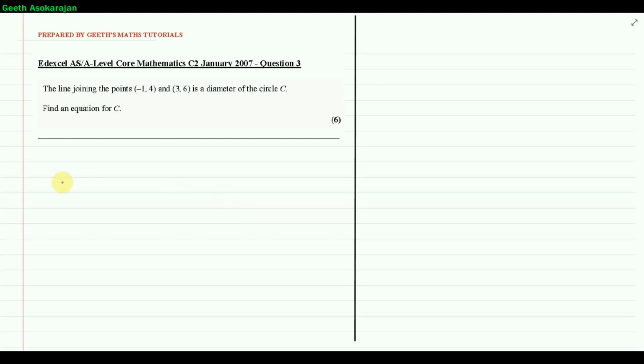If you're unaware of how to work out the equation of a circle, I have created videos on this, and I'll give links to these videos in the description below. However, let me talk briefly about the process.